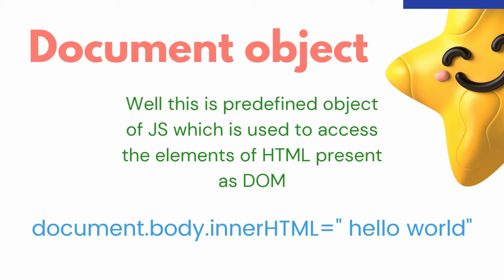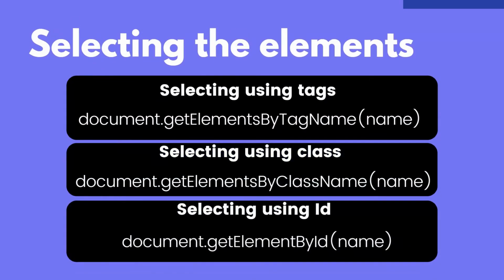And this is how we use the document object, and the document object is the most necessary thing in the Document Object Model. And selecting the elements is a necessary part. First of all, we have three types of selection: using the tag name, using the ID name, using the class name, which we have already discussed.